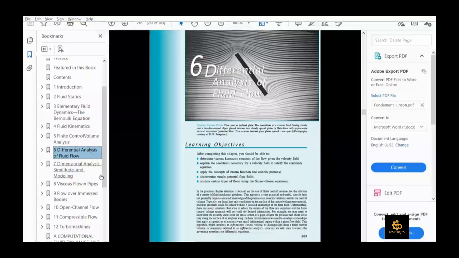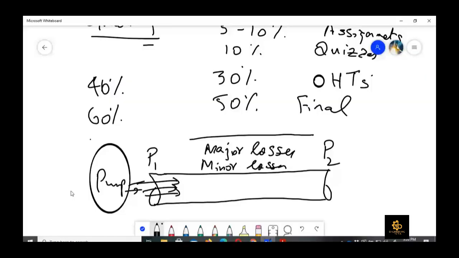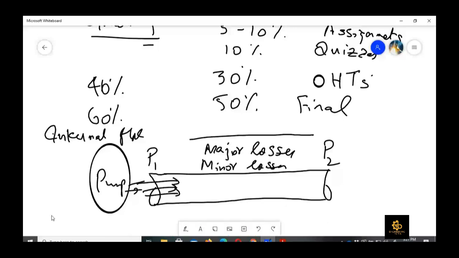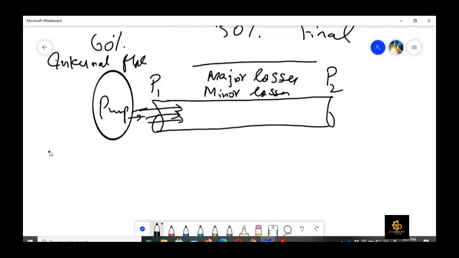in internal flow. And then we have chapter number 9, which is flow over immersed bodies. This was what I have covered here, that is internal flow, and then we have the second type of flows. They are external flows. Any example of external flows? A practical example you can think of.